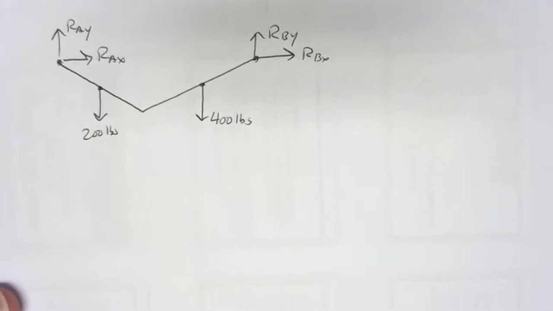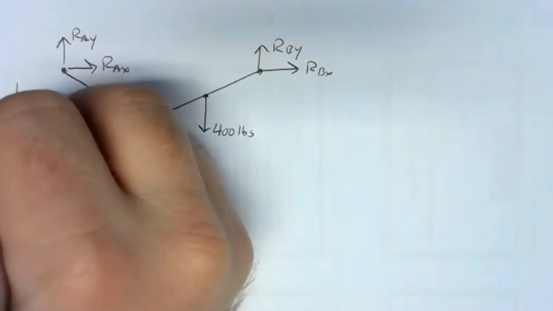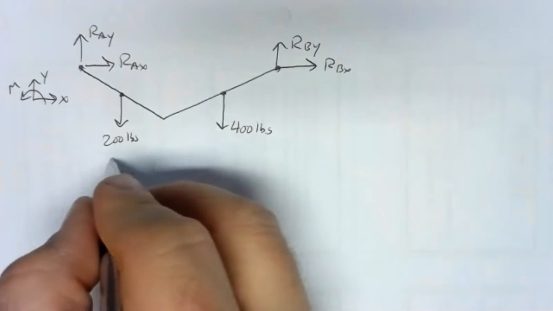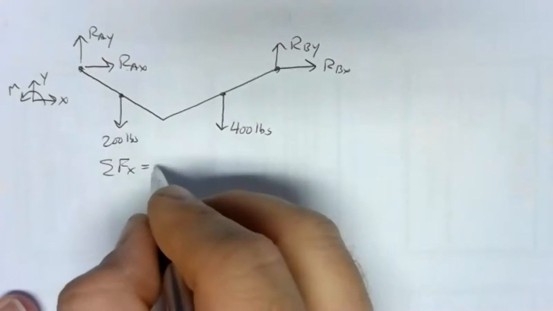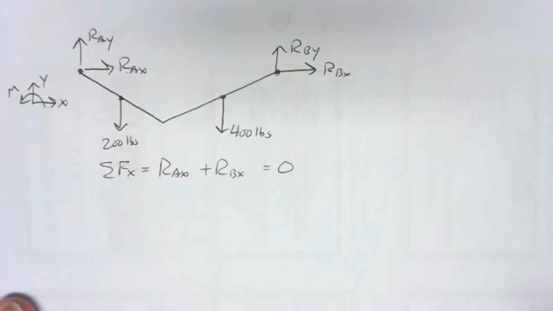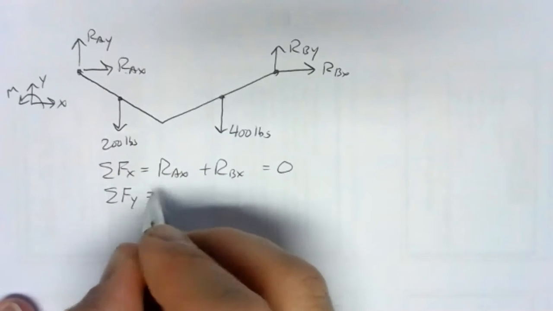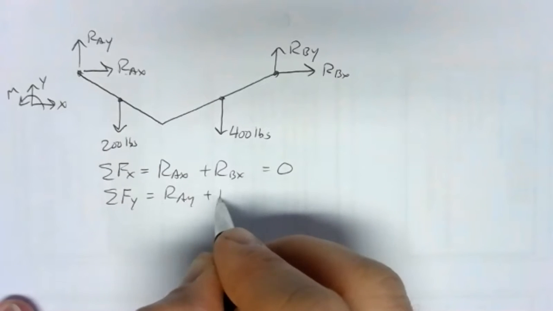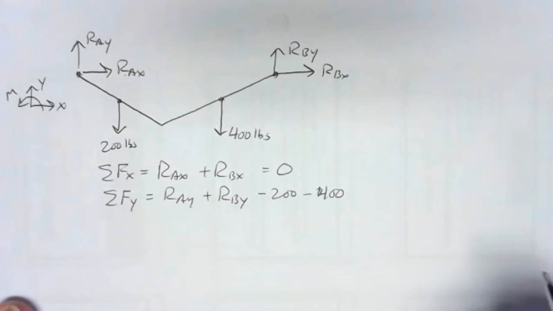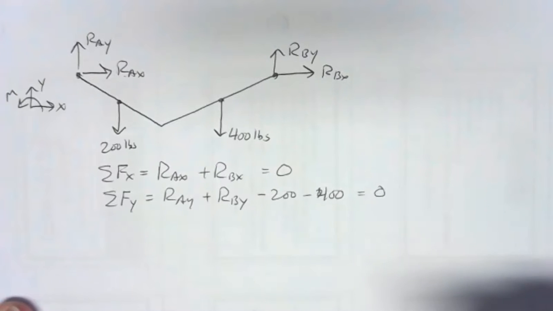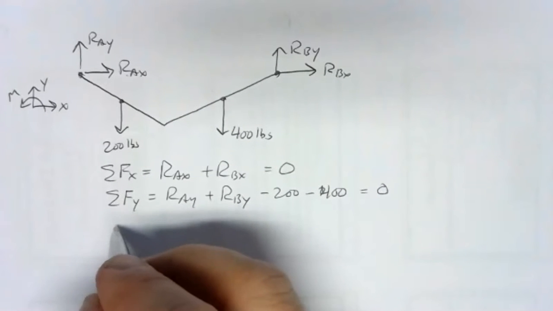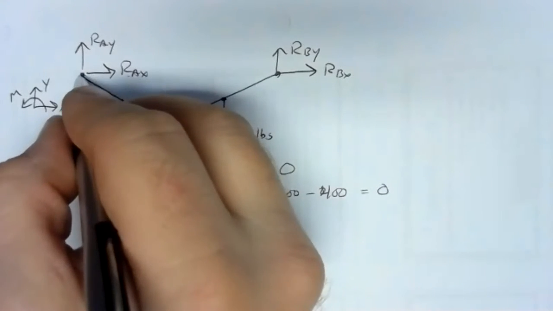So let's do our sums. Coordinate system, X to the right and Y up positive, counterclockwise moments negative. So sum of forces in the X direction. In the X direction, we've got a positive RAX and a positive RBX and nothing else there, so that's equal to 0. Sum of forces in the Y direction, we've got a positive RAY, a positive RBY, a negative 200 and a negative 400. So that equals 0. No help so far as getting numbers. So maybe the moment equation will be able to help us out a little bit here. If we take our sum of moments about, I'm going to just arbitrarily pick point A.